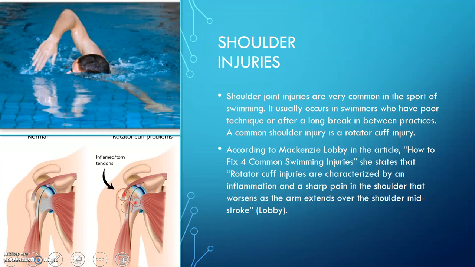The first one we're going to talk about is shoulder injuries. So usually when shoulder injuries occur, they're the most common. I've had a shoulder injury, I don't know how many times. There was a time when I was on RCC swim team that we all had it at the same time during tapering. So it's the most common injury that you can run into in the sport of swimming. Usually occurs when you have poor technique, or there's a long break in between practices.